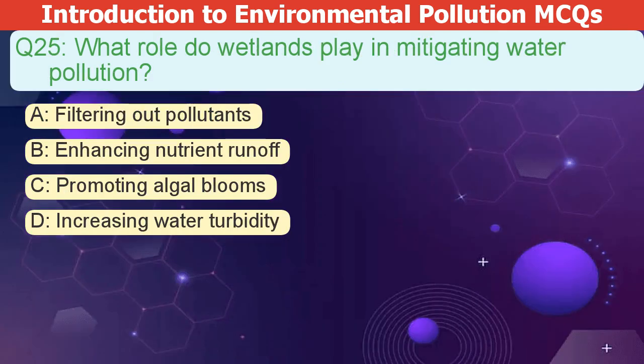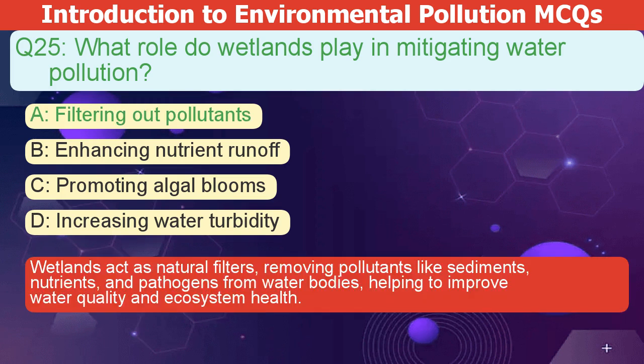What role do wetlands play in mitigating water pollution? A. Filtering out pollutants. B. Enhancing nutrient runoff. C. Promoting algal blooms. D. Increasing water turbidity. The correct answer is A. Wetlands act as natural filters, removing pollutants like sediments, nutrients, and pathogens from water bodies, helping to improve water quality and ecosystem health.